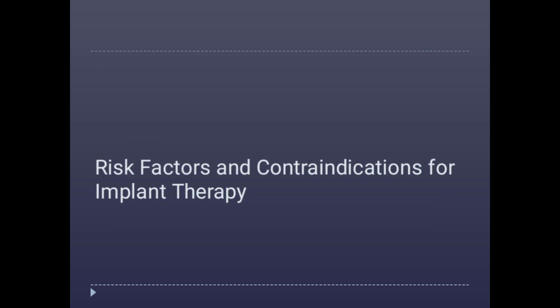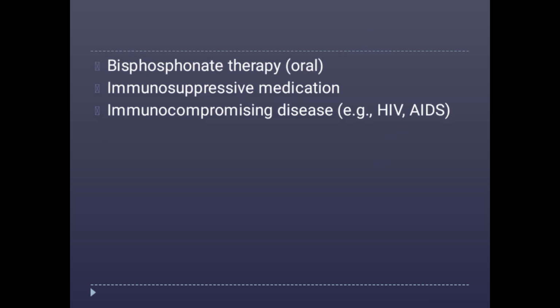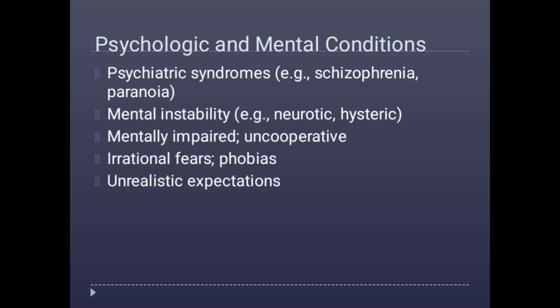The factors or contraindications for implant therapy. Medical and systemic health related issues: when you are considering implants in patients, you should check diabetes. If it is poorly controlled, then no. Also bone metabolic diseases like osteoporosis, radiation therapy of the head and neck, bisphosphonate therapy intravenous, bisphosphonate therapy also oral, immunosuppressant medication, and immunocompromising diseases like HIV and AIDS.